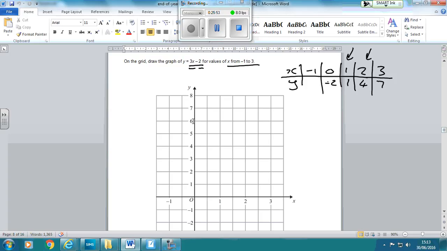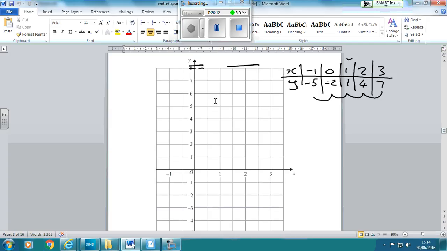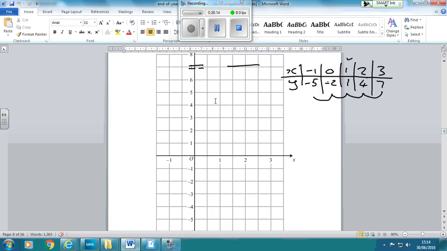Now it gets slightly tricky when we deal with negative numbers, so we never deal with them. Instead what we do is we just have a look at the pattern. Here we're going down in 3, going down in 3, going down in 3. So go down another 3, we're going to get minus 5. And then what we do is, let's move the graph up a little bit, and then we plot them.